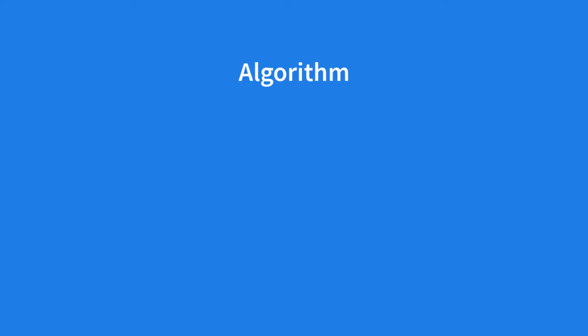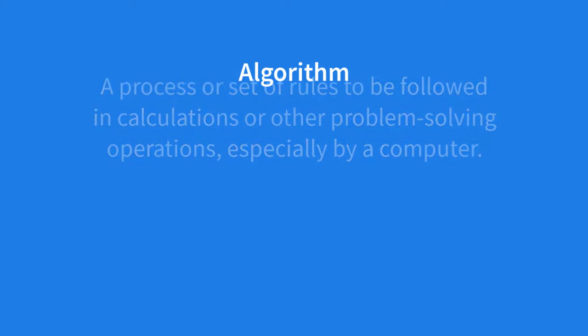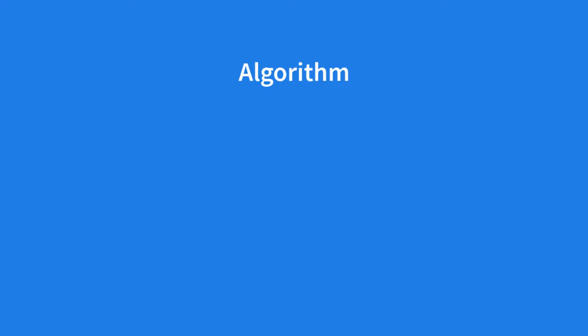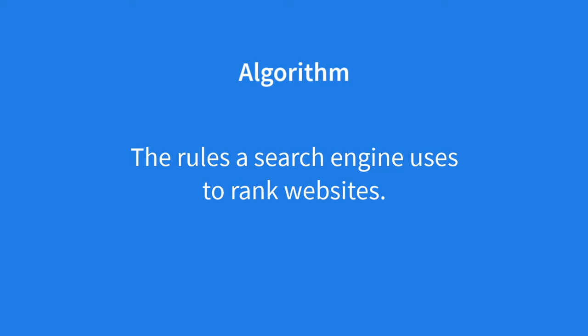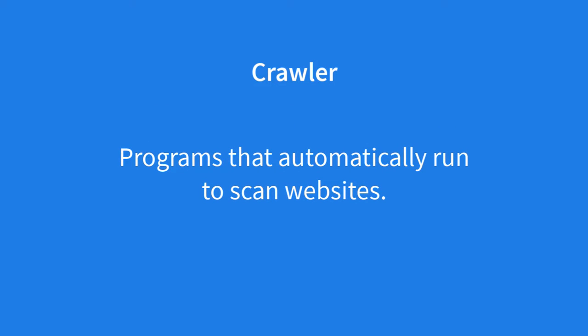First is algorithm. According to Google, an algorithm is a process or set of rules to be followed in calculations or other problem-solving operations, especially by a computer. Where SEO is concerned, an algorithm refers to the rules a search engine uses to rank websites. The next is crawler. Crawler is a generic term used to describe programs that automatically run to scan websites. The crawlers are sometimes referred to as robots or spiders. A crawler discovers websites by crawling from one link to another. Google's main crawler is called Googlebot, and Bing's main crawler is called Bingbot.